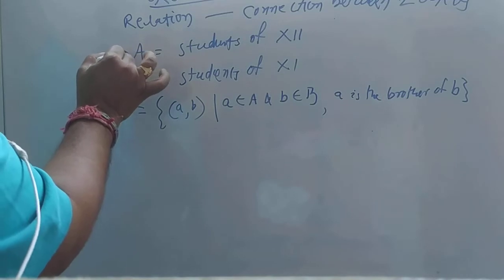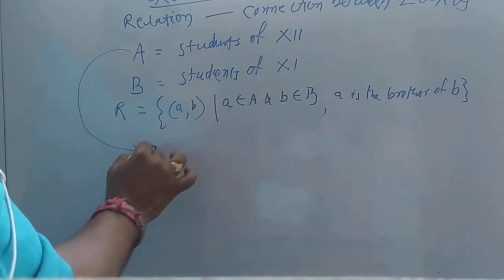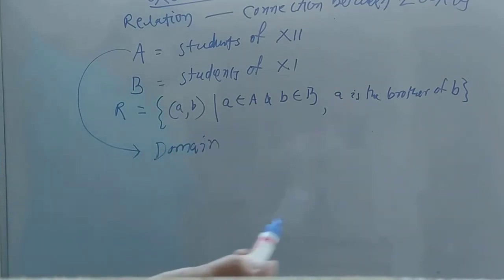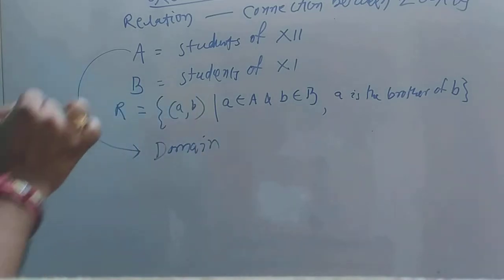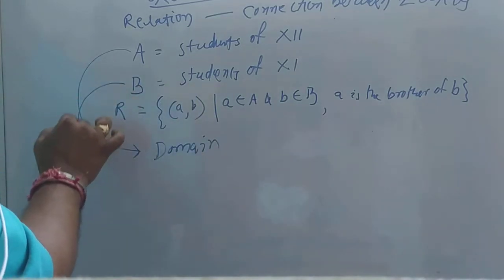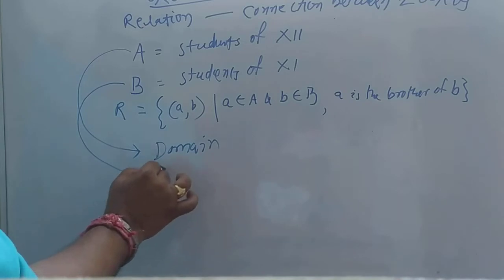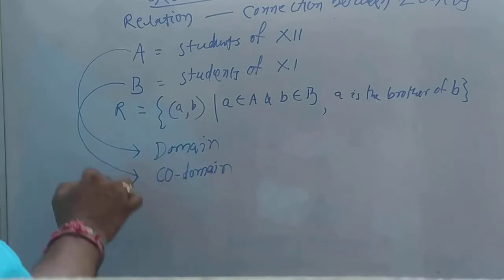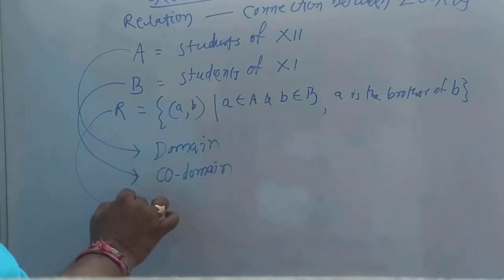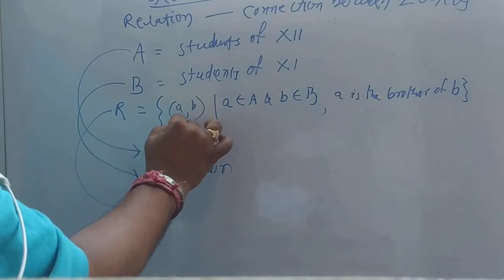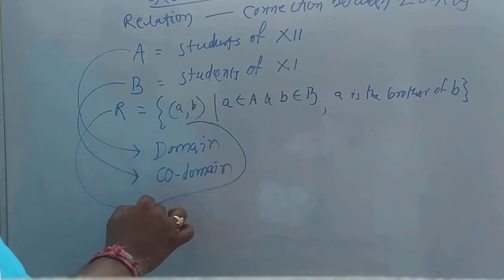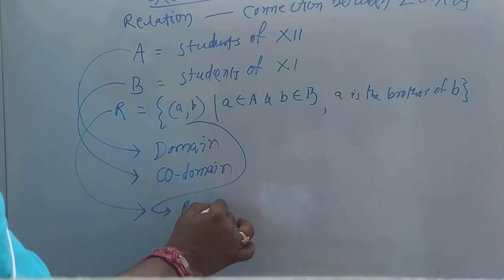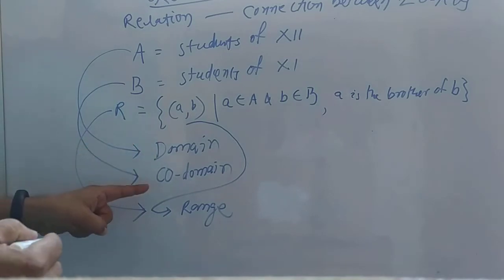And here set A is called the domain. I am just recapitulating the class 11 syllabus. Then B is called the codomain, and R is the relation which you are getting here. That relation is the range. So domain, codomain, range.